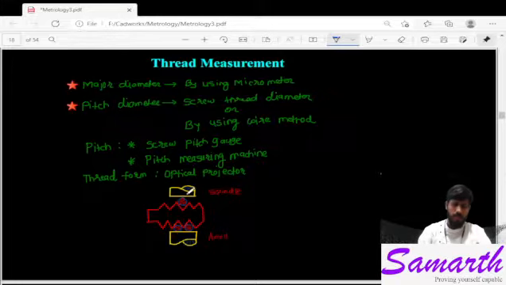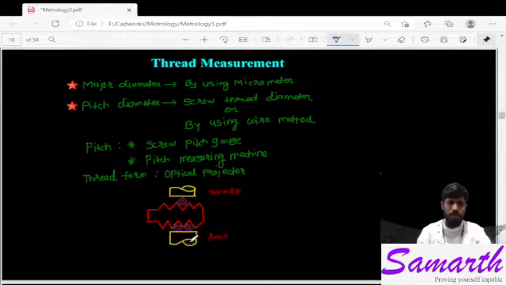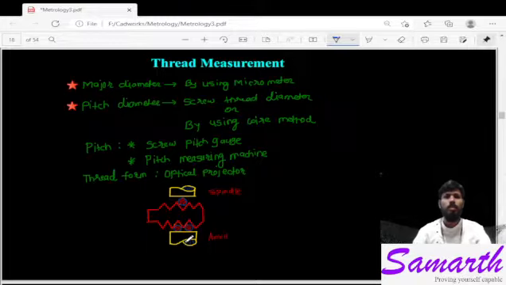Finally, this arrangement will be useful for finding the pitch diameter. Here one wire is kept on the upper surface of the thread, and on the lower surfaces of the threads there are again two similar wires having the same diameter kept, and this complete assembly is measured with the help of a micrometer. This is the spindle of the micrometer, and the lower one is the anvil of the micrometer.